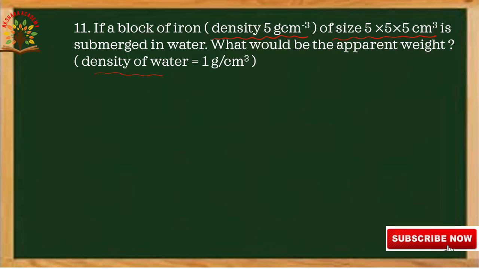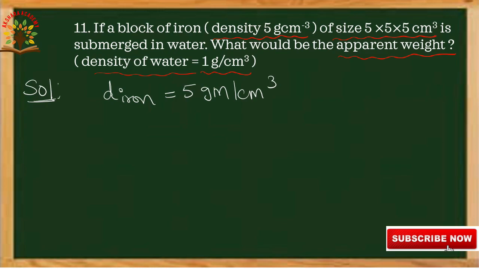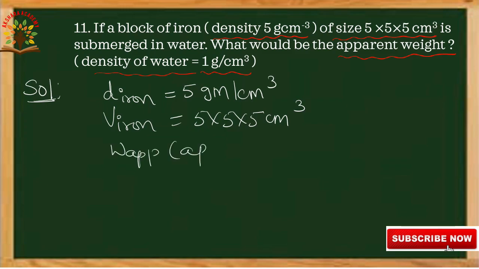Density of water is given in CGS units as 1 gram per centimeter cube. You have to calculate the apparent weight. Let us go to the solution. Here the density of iron is given as 5 gram per centimeter cube, and the volume of iron is given as 5 into 5 into 5 centimeter cube. You have to calculate the apparent weight, W apparent.